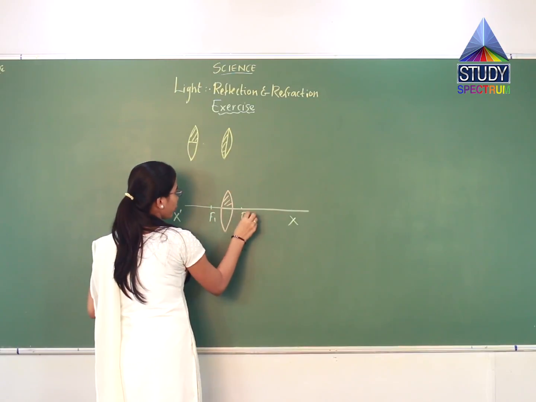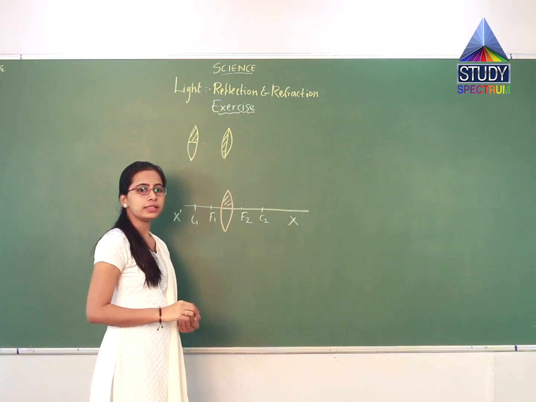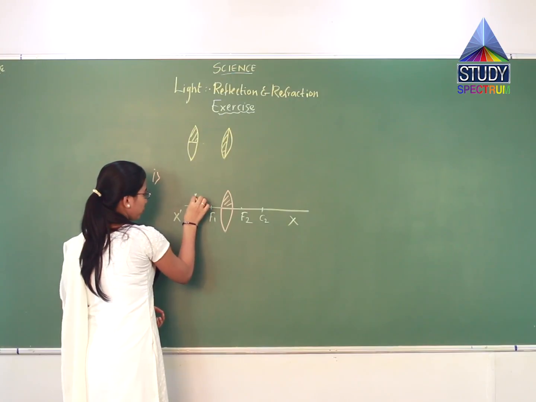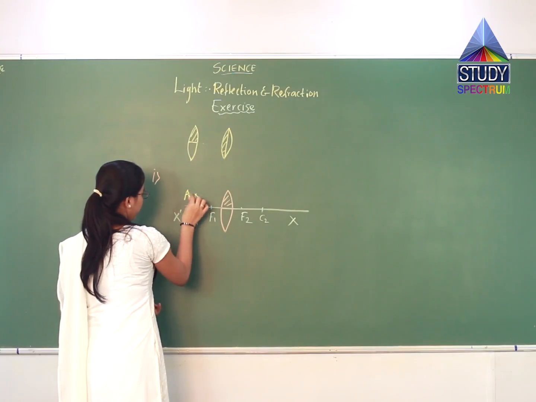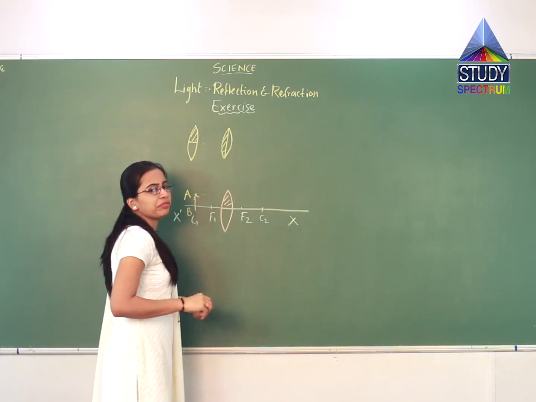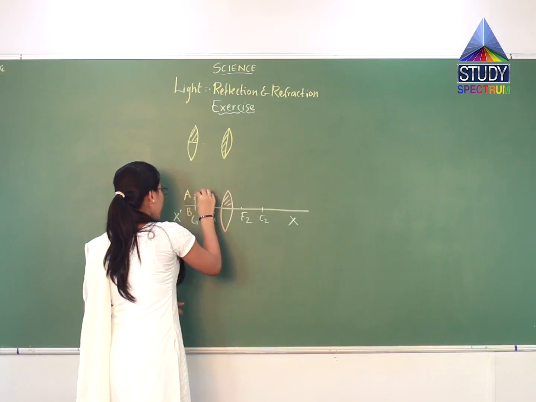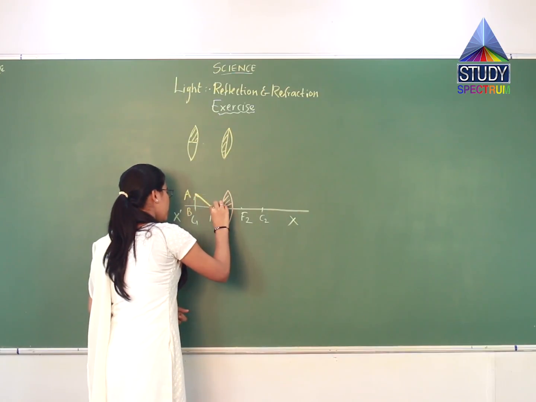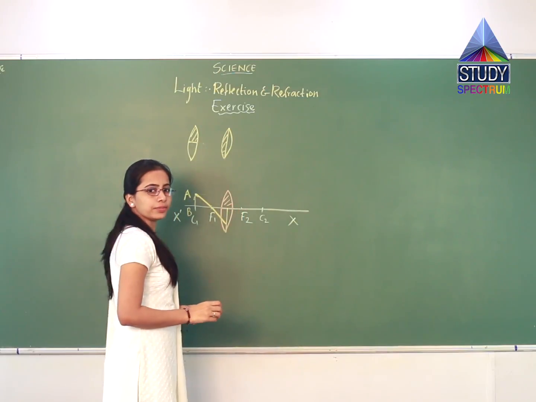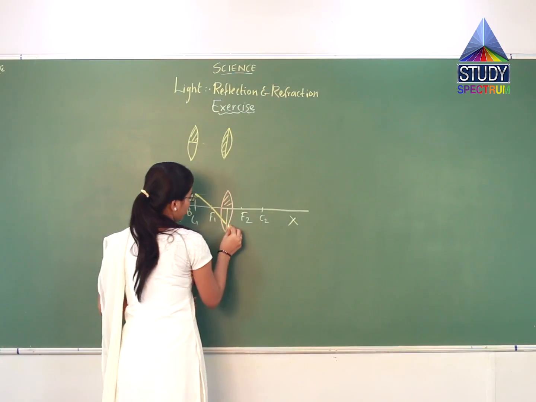Here is your foci and center of curvature. Then suppose I am placing my object somewhere here. It is AB. Then now ray will not incident here. If it is incident, then also it will not get refracted. So what will happen? One ray will travel through focus and will incident on the half part of the lens here, and it will get refracted on other side like this, you can see.